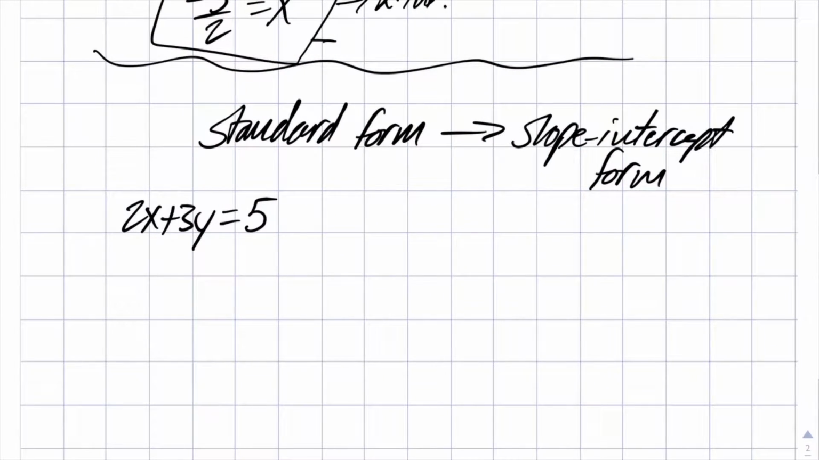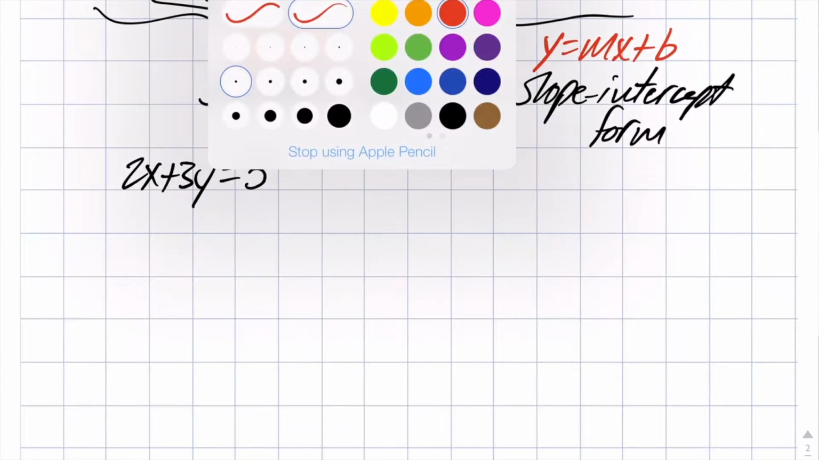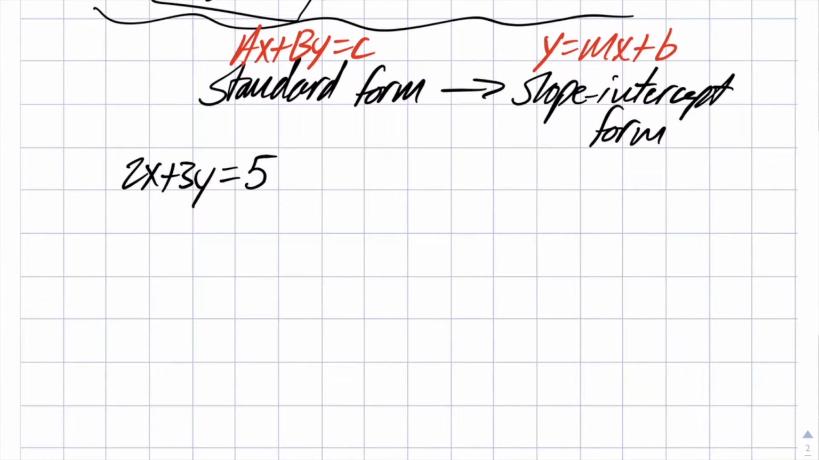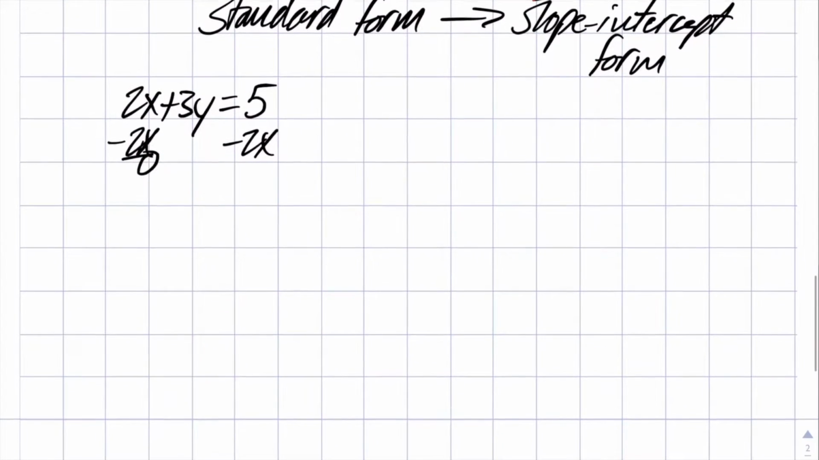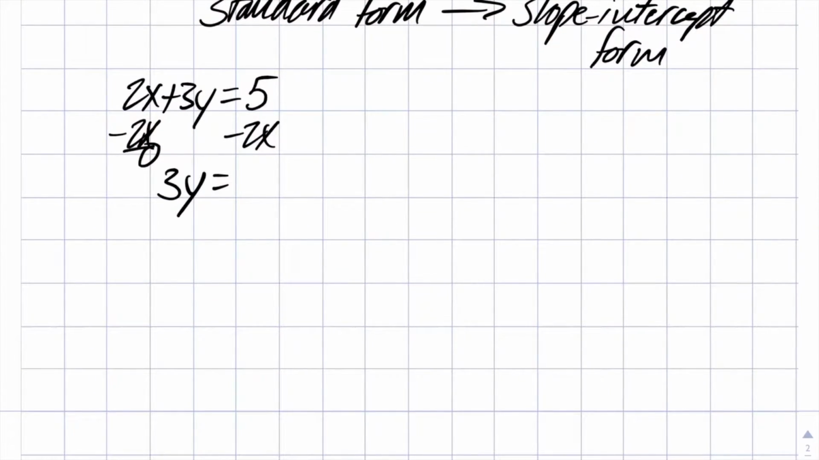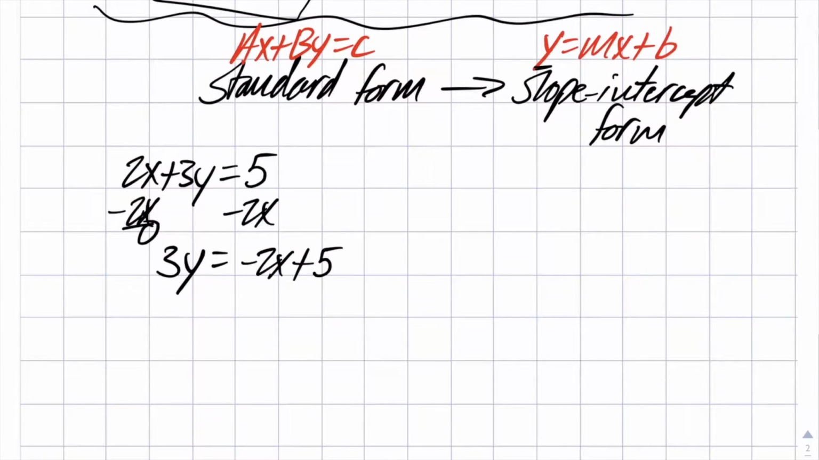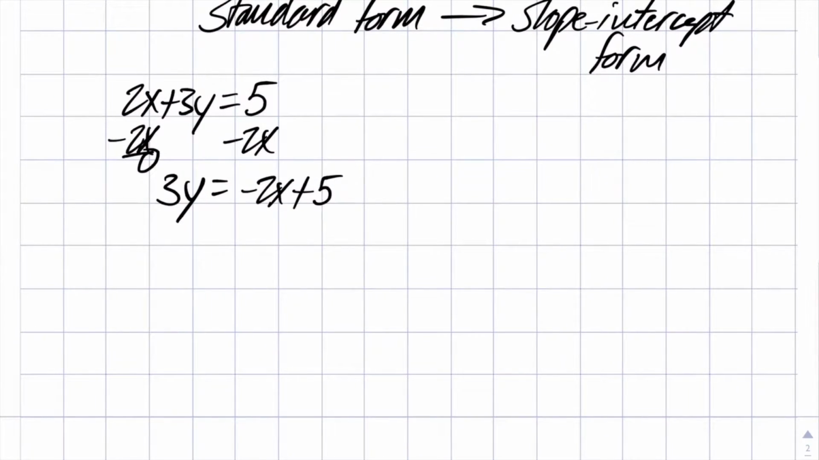And what do these look like again? ax plus by equals c. y equals mx plus b. Okay? So, in order to go from standard form to slope-intercept form, we see that the y is by itself. So, let's get the y by itself. Subtract 2x from both sides. You're going to get 3y equals negative 2x plus 5. It doesn't look like slope-intercept form yet, so we just got to divide by 3.